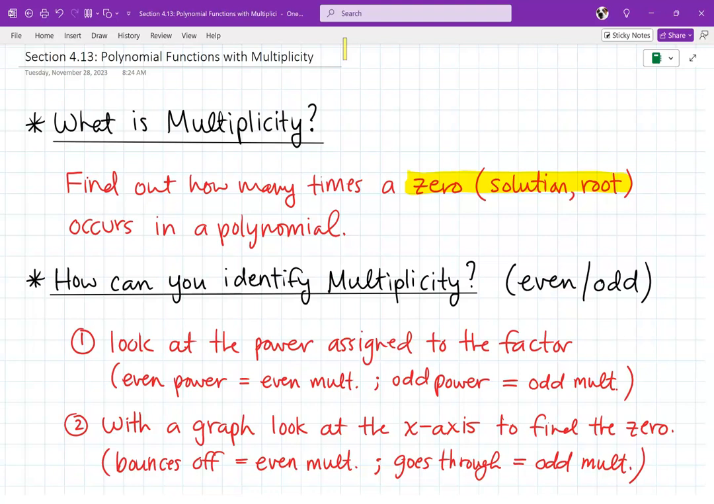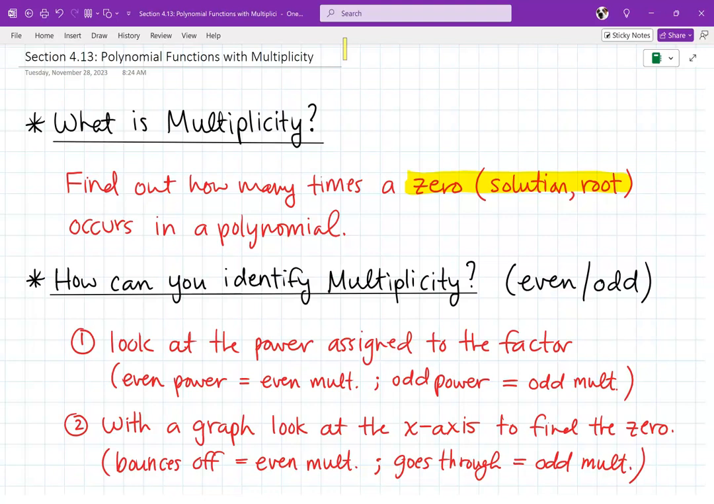So how can you identify multiplicity? By the way, multiplicity can be even or odd, and you'll hopefully understand what I mean once we start doing the examples. One way is to get the function they give you, factor it, and then look at the power on the factors. When you see the examples, you'll see what I mean.